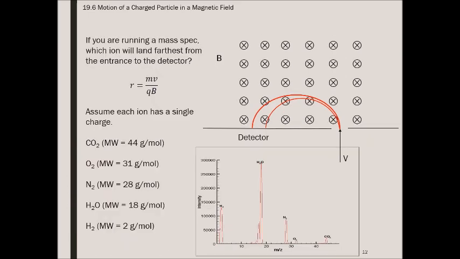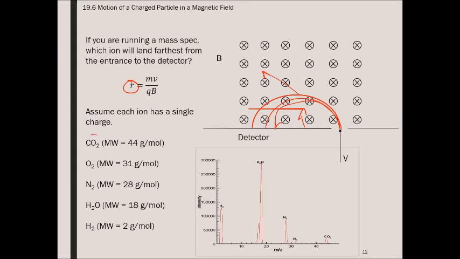So if we assume that each ion is singly charged, what is going to be basically the order? If you run a mass spec, which one will land farthest from the detector? Now the detector is typically at an angle up here because we just have a small area of magnetic field, so we get a small amount of bending in the path. But in principle, we're going to talk about this being the radius because we're going to talk about the path coming all the way back around, so we could talk about the radius of travel. So which one's going to be bent the most or land farthest from the detector?